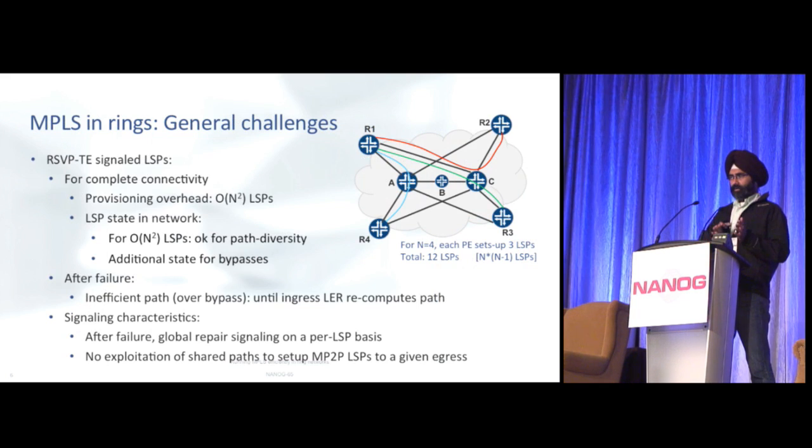So we've talked about what operators care for, what MPLS enables, and what the properties of a ring are. Now let's look at the properties of RSVP LSPs and LDP-enabled LSPs, and use that to tie into why operators may be hesitant to enable MPLS in rings.